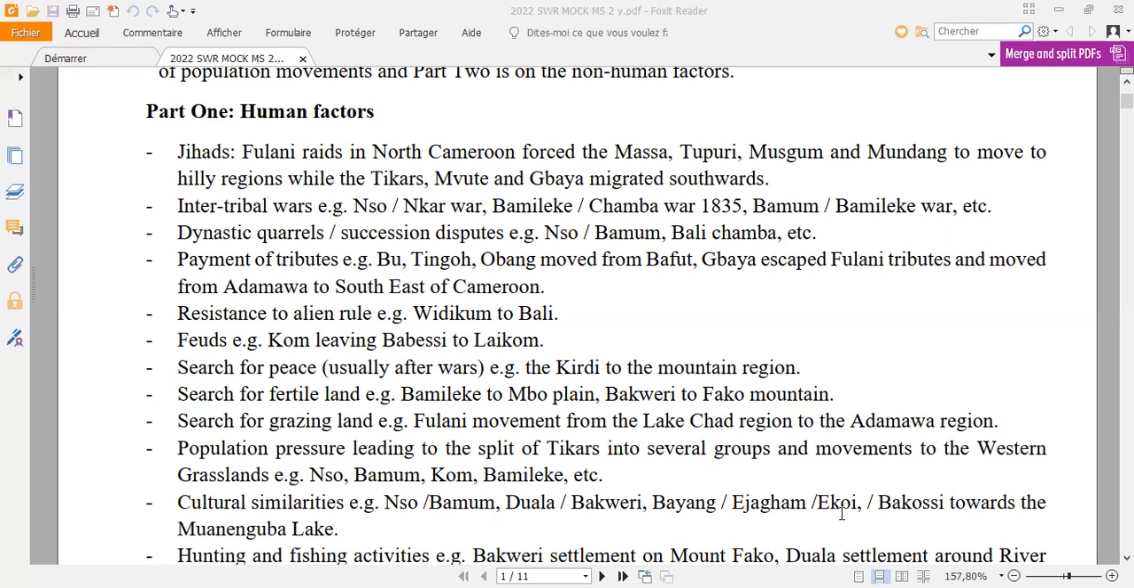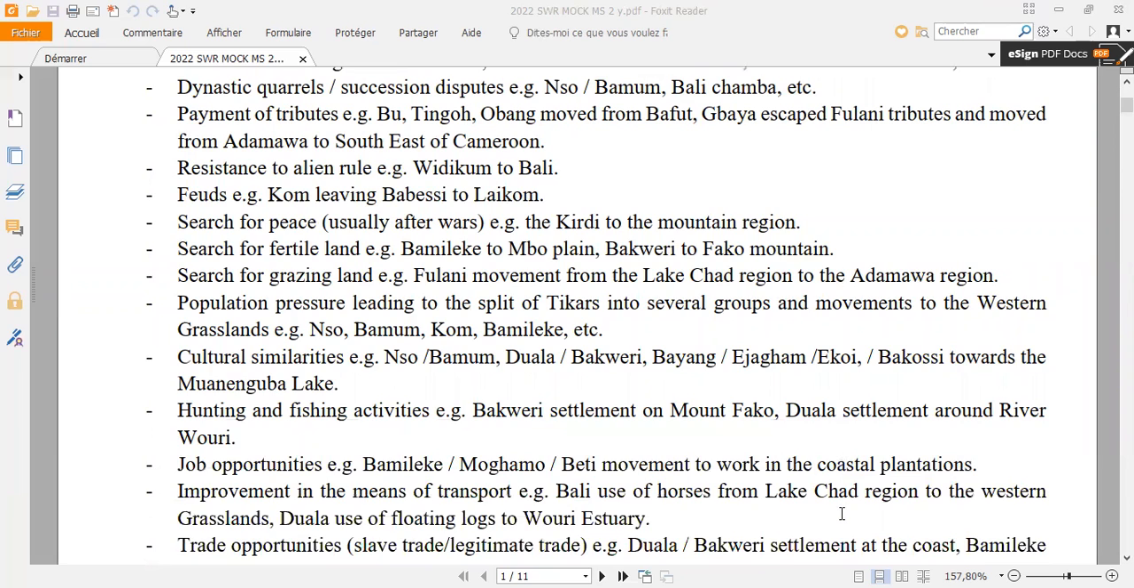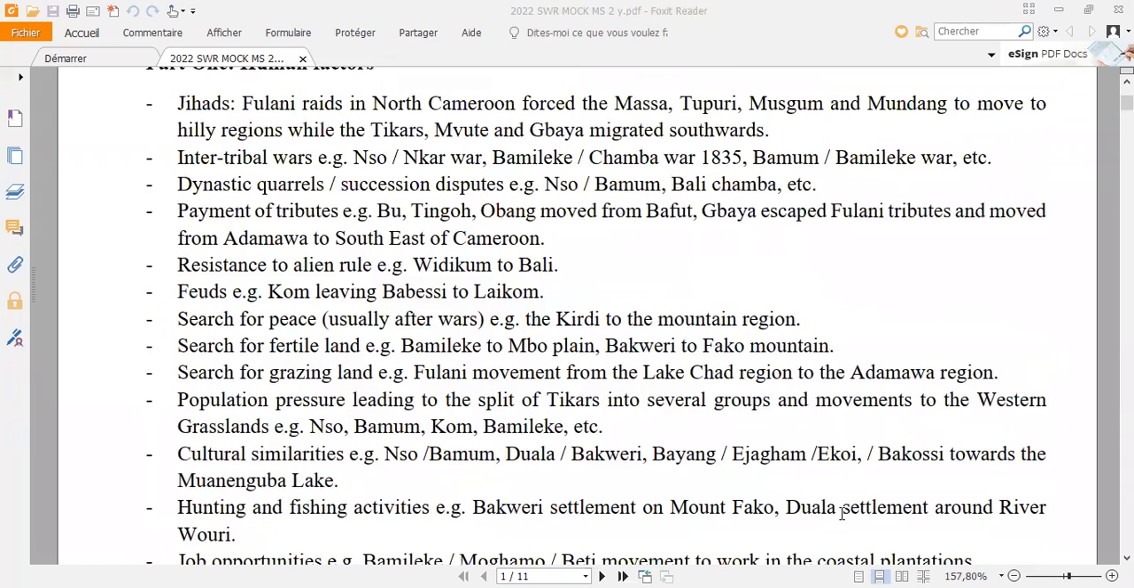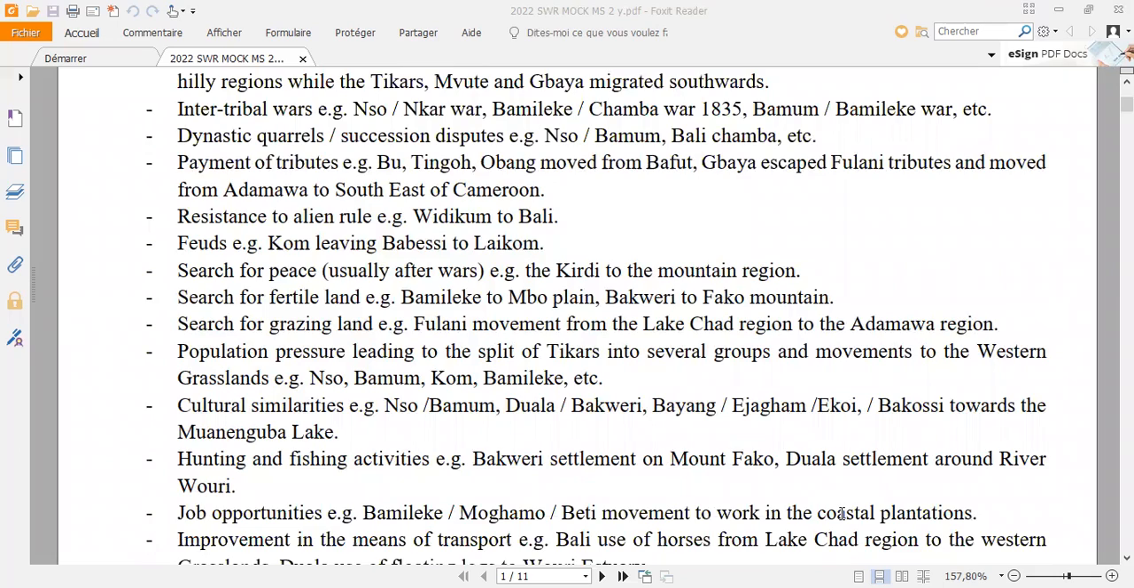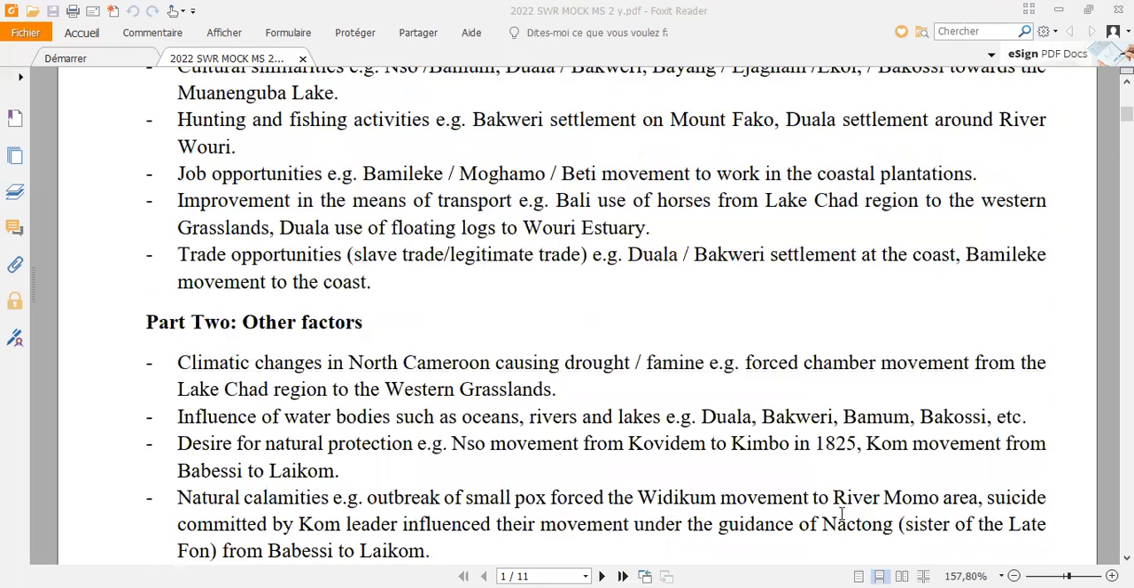You have population pressure leading to the split of Tikars into several groups and movement to the western grassland, for example, the South Bamum and the Com Bamileke. You have cultural similarity, like the Nkar and Bamum, the Douala and Bakweri. Then you have hunting and fishing activities, job opportunities, and trade opportunities. These were all human factors. Now, you move to part 2.